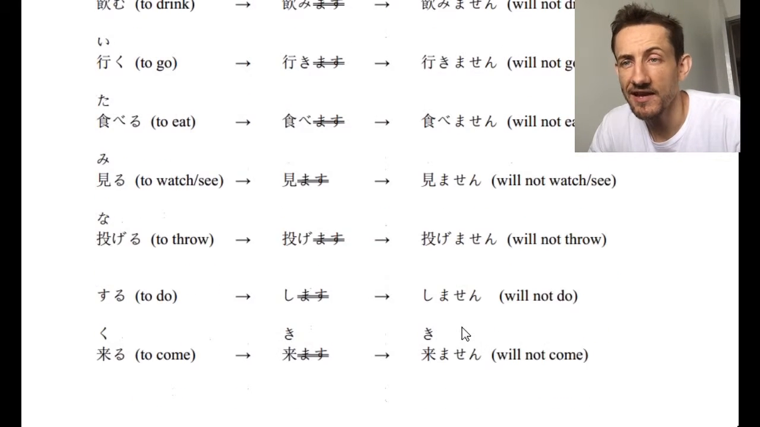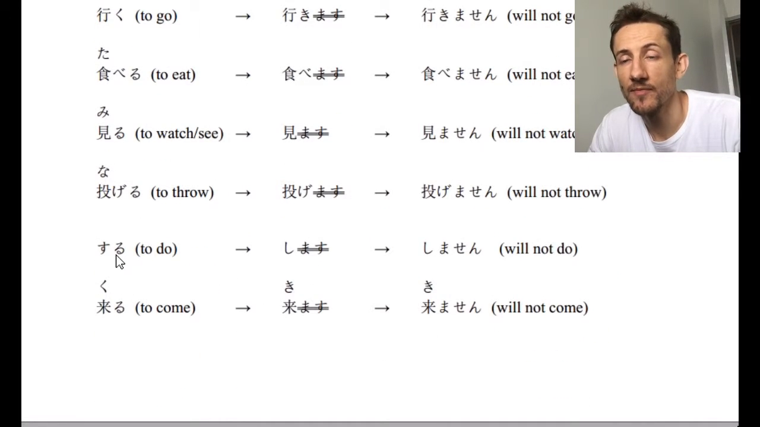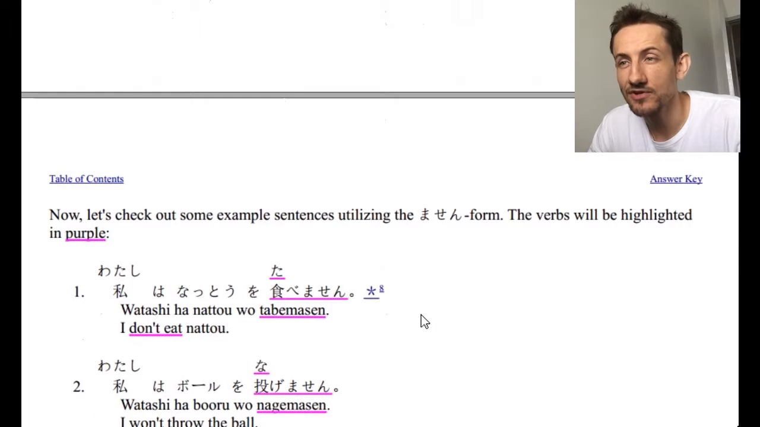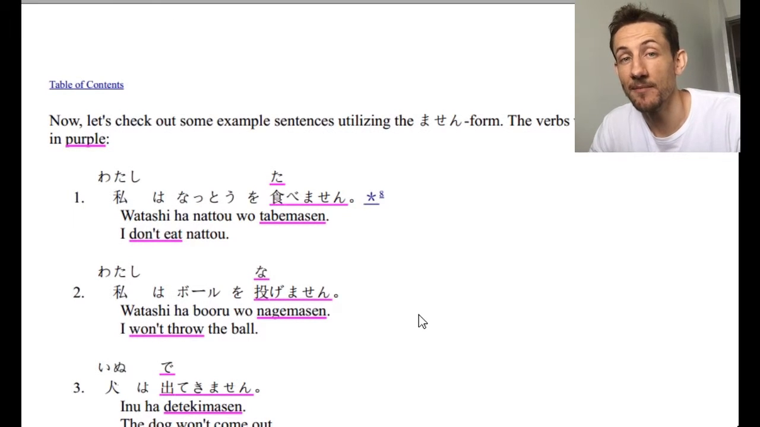Very easy. And here we have our type 3 verbs, which you'll remember we went over last time. Suru becomes shimasen. Kuru becomes kimasen. Please note that the character here is pronounced ku in the dictionary form, but here, just like with kimas, it's pronounced ki in kimasen. So this part changes. It's a little irregular, but not a big deal. Once you see it, you'll know how to read it if you study enough. All right, now we're just going to look at some example sentences with the masen form.